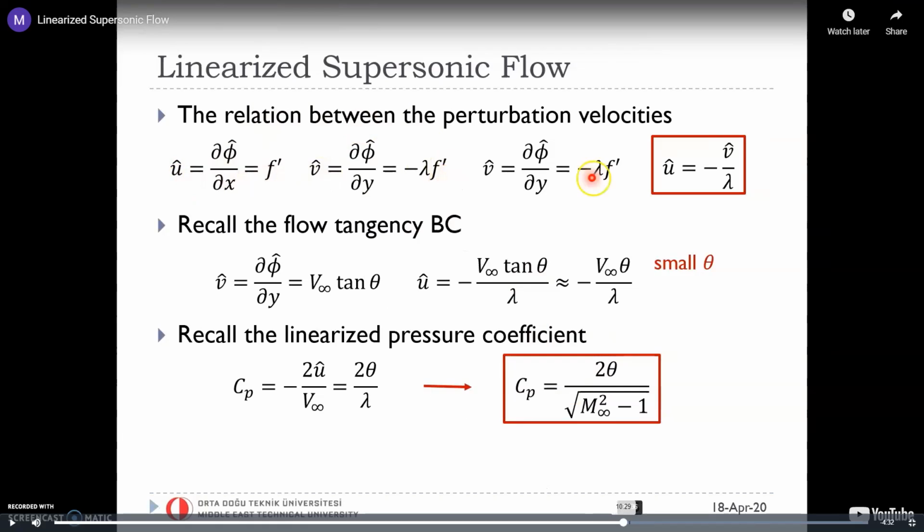Yes, hocam. I think I understand now. Okay, so anyway, it's already 2:35. I'm stopping here, but I will revise this. We will go over this video and revise this linear supersonic flow again.